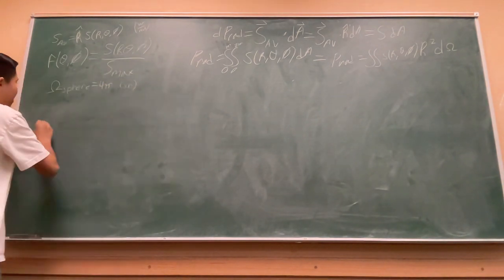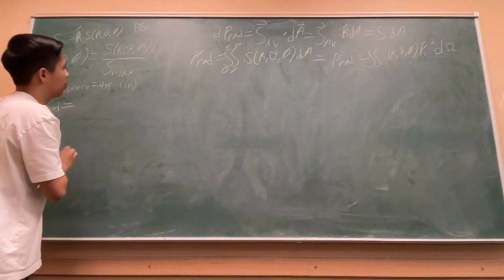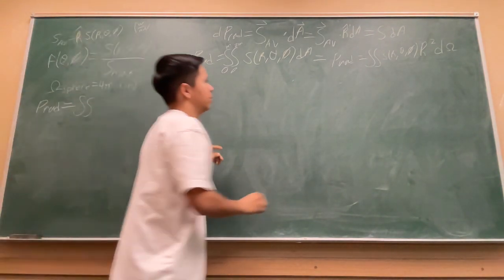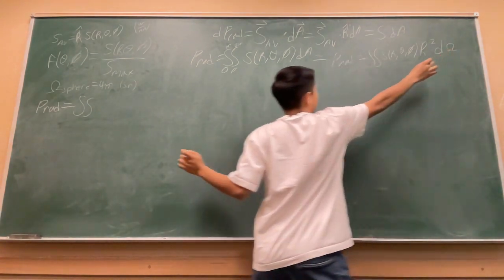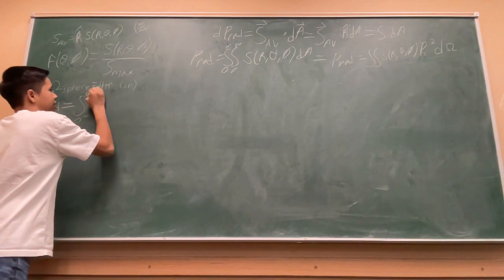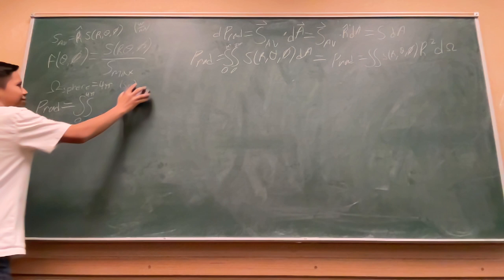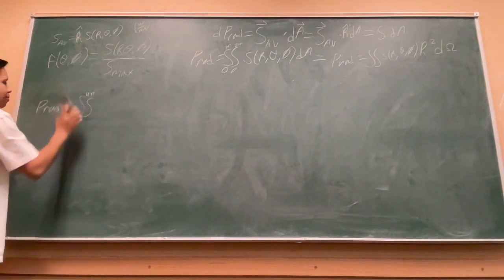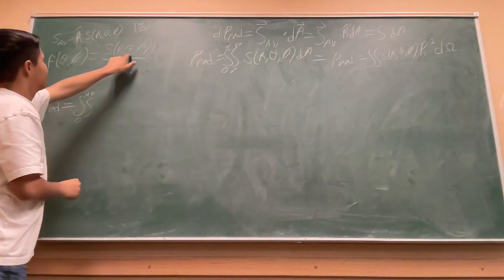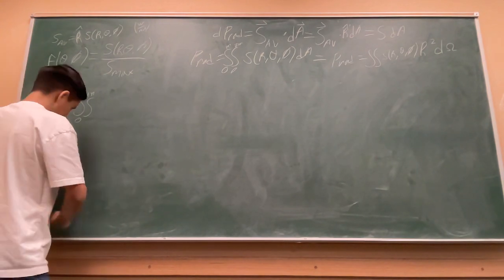So the power radiated from an antenna is going to be a double integral. The limits of integration, since we're in d omega, which is in steradians, are from 0 to 4 pi, because that is the solid angle of a sphere. Okay, from 0 to 4 pi. And then we're replacing the S(r, theta, phi) with this.